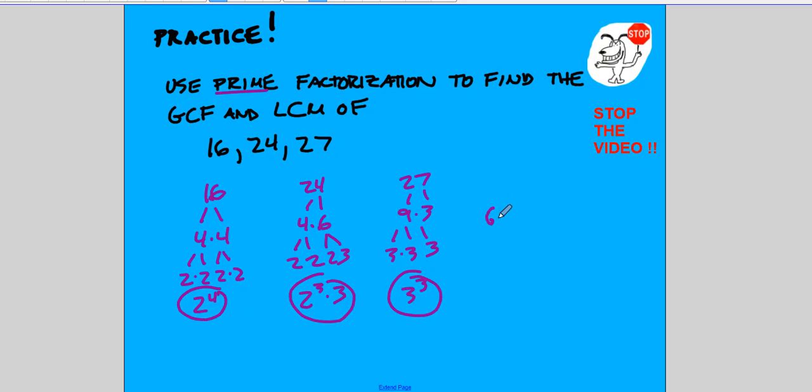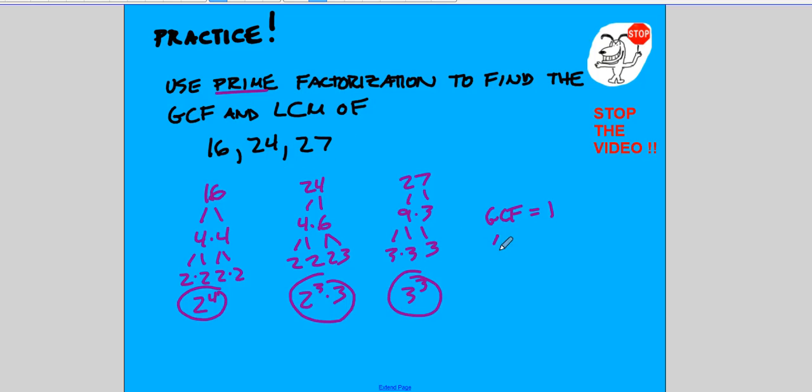So remember, the greatest common factor is going to be the highest power of each factor they have in common. Actually, you notice that there is no greatest common factor other than 1, because they don't share a 2 and they don't share a 3, so it's just 1. Okay? 2 doesn't go into 27, it's an odd number.